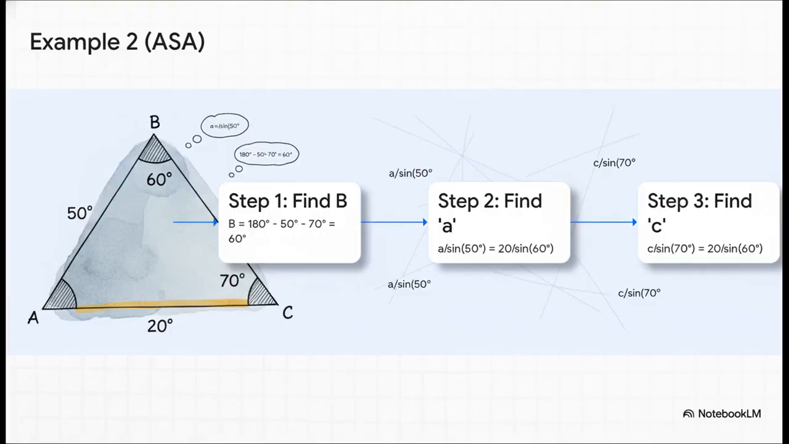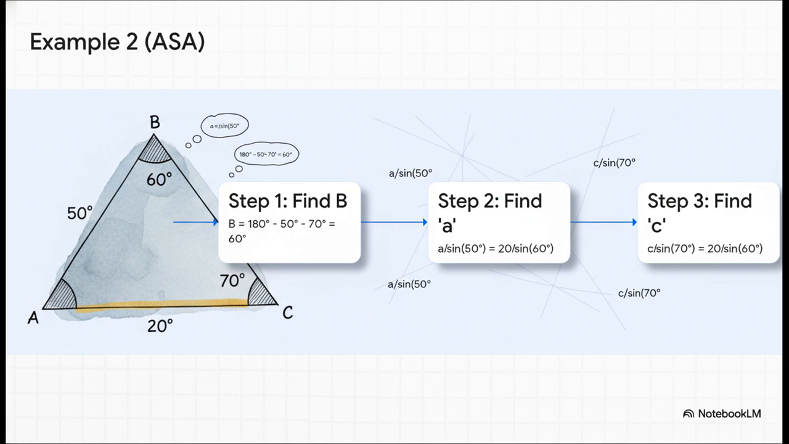Let's try an angle-side-angle problem now. This time, we know two angles, A and C, and the side that's right between them, side B. First step is always the same. Find that missing angle. 180 minus 50 minus 70 gives us 60 degrees for angle B.